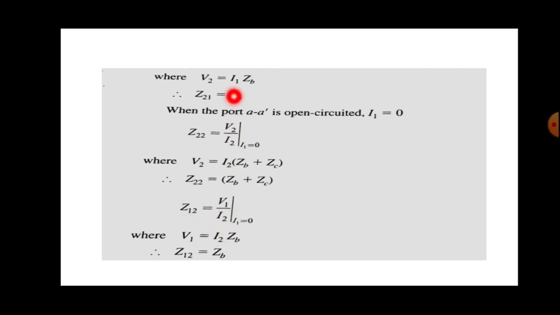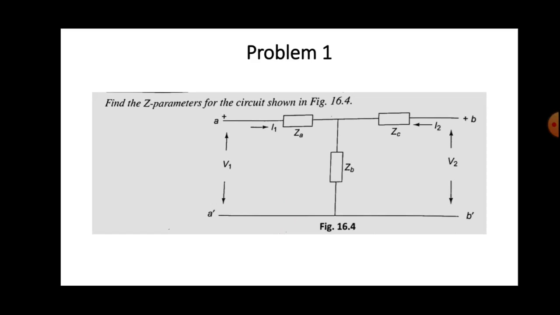Similarly, in the previous equation you got Z21 equal to ZB. That means Z12 and Z21 are both equal, which means this represents a bilateral network. Thus we have found all the four open circuit parameters. That's all about this problem.